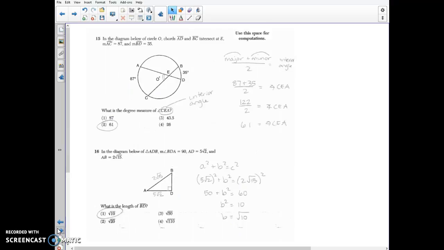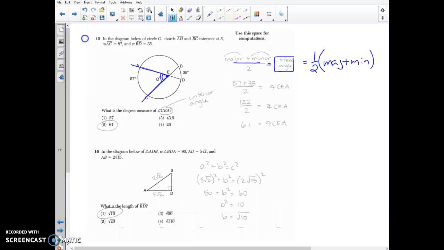Going on to the next problem, number 15. All right, so this, I like to find the vertex of this angle, and it's inside the circle. And when the vertex is inside the circle, I know the formula is the angle equals, I like to write it a little bit differently. I like to write 1/2 the major arc plus the minor arc, just slightly different than what Mrs. Pearson has here. Both are going to give you the same answer.